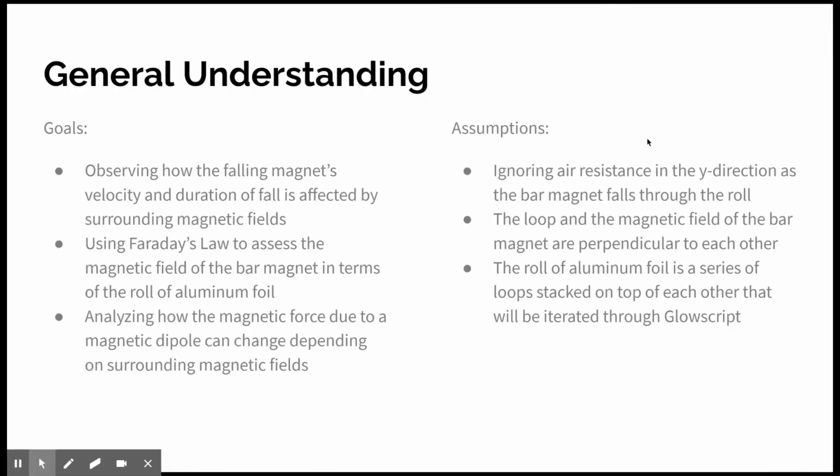To get a general understanding for this lab, I based the lab on some goals, like observing how the falling magnet's velocity and duration of fall is affected by surrounding magnetic fields, as well as using Faraday's law to assess any changes in the fall given the surroundings. I assume that the air resistance in the y direction is ignored, and that the tube and magnetic field of the bar magnet are perpendicular to each other. Also, I treated the roll of aluminum as a series of loops or rings stacked on top of each other that will be used later in GlowScript.